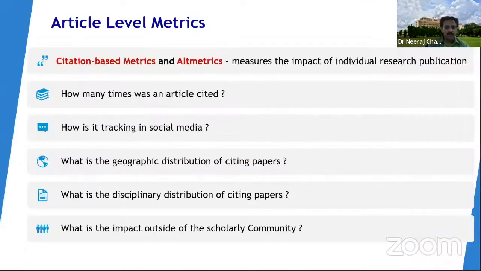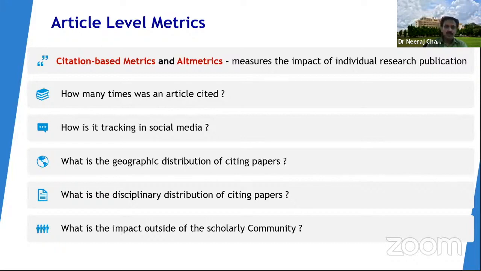Now coming to article level metrics. Article level metrics are also very important because of what kind of articles or papers we are publishing, and how these papers are being used by people for different purposes. Article level metrics, citation-based metrics and altmetrics are the things which measure the impact of individual research publications. So how many times an article has been cited, and how it is tracking in social media. We will be able to understand the papers which are tracking in social media and how they are impacting society.